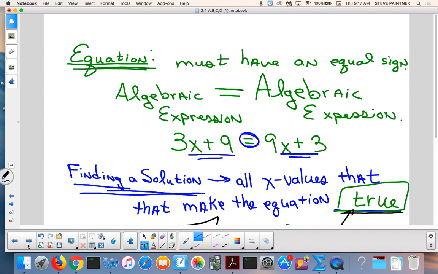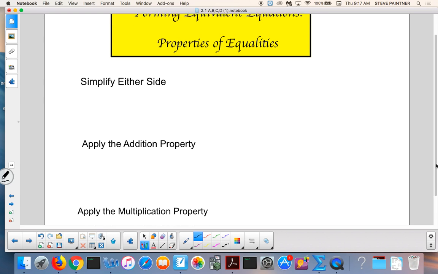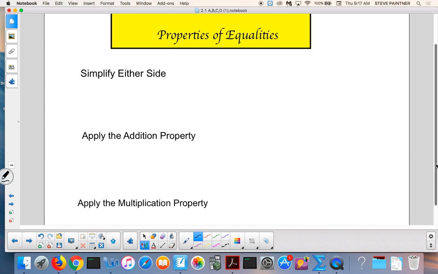Okay. All right, now, here's the deal. Now we're going to actually solve equations, but before we solve, I got 3 things. 3 things you can do to an equation, okay? One of them is going to be what?